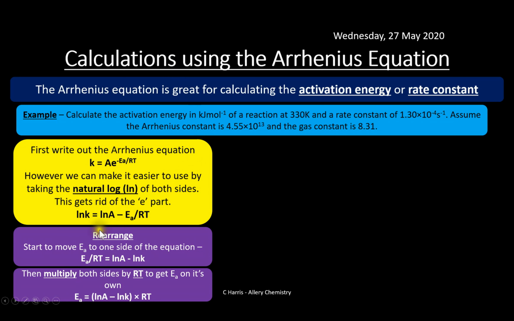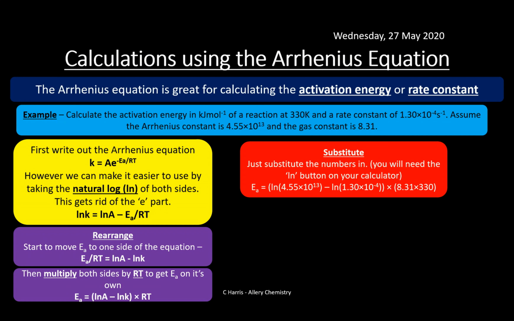So because this is divided by RT on this side, if we multiply this by RT, we basically cancel that out, and we multiply by RT on this side. So now, finally, we have EA on its own. Okay? So now we're going to put our numbers in. We're going to substitute the numbers in.